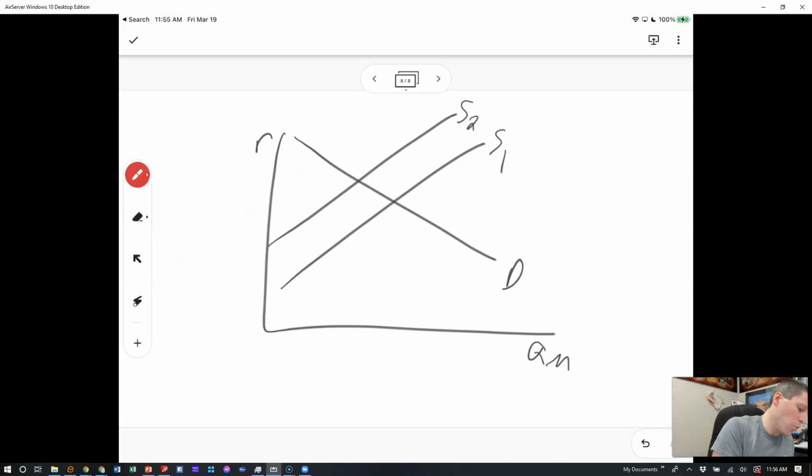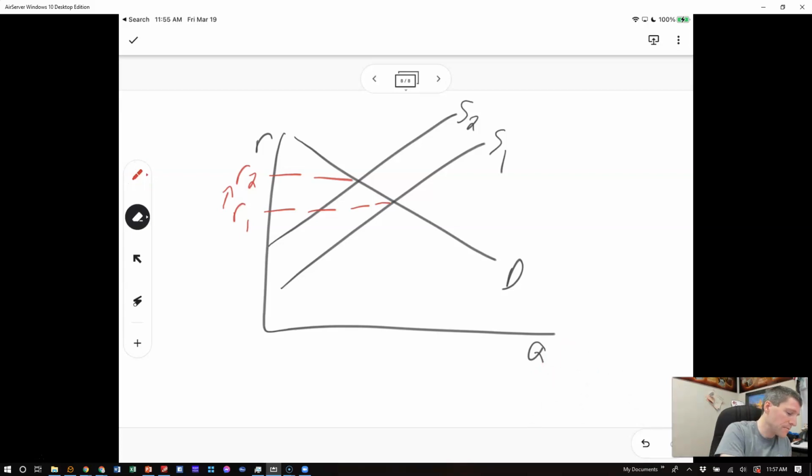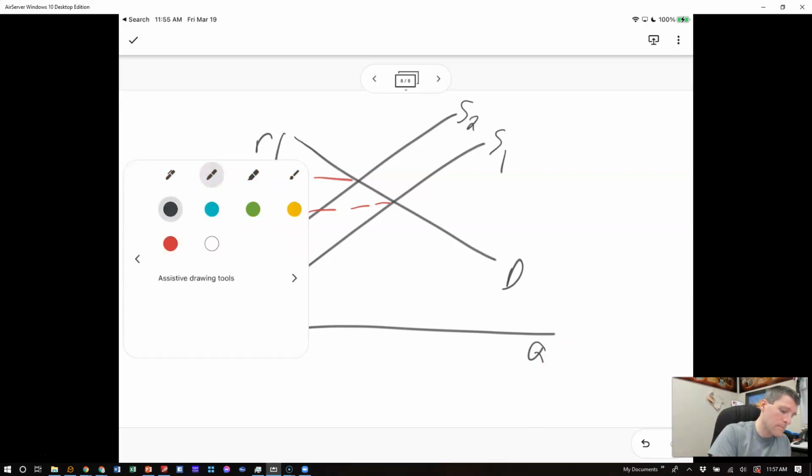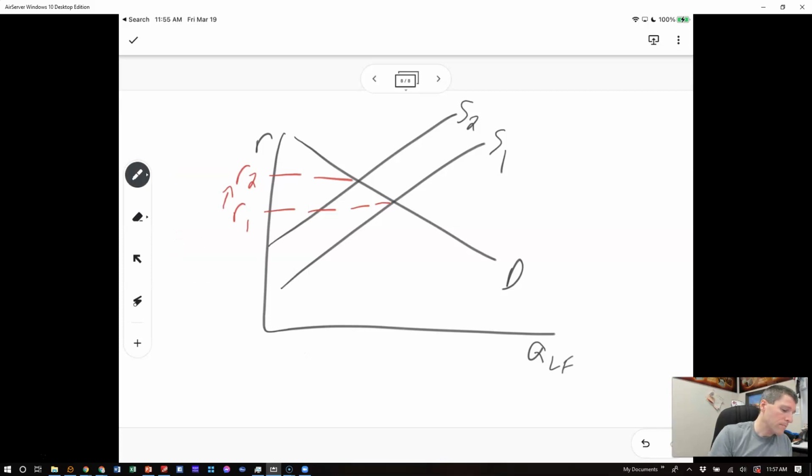So interest rates were right there. Now they're here. Interest rates went up. Why did they go up? Well, oh, excuse me. That's not money. That should have been loanable funds. My mistake. Yep. So why is it that interest rates went up the way they did? Well, if there's less money being saved, that means that the supply of loanable funds is going to decrease. There's not as much loanable funds in the economy as there was before.